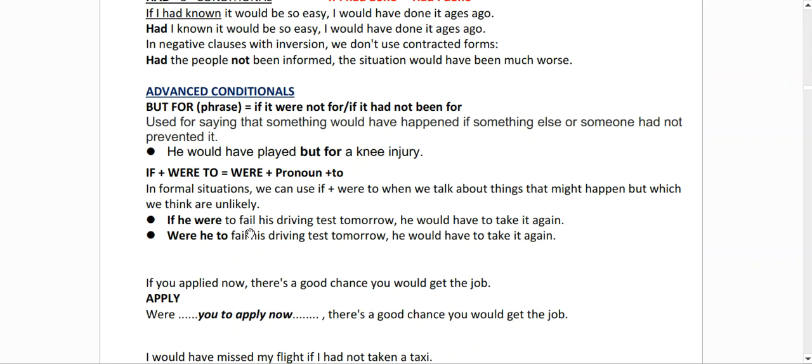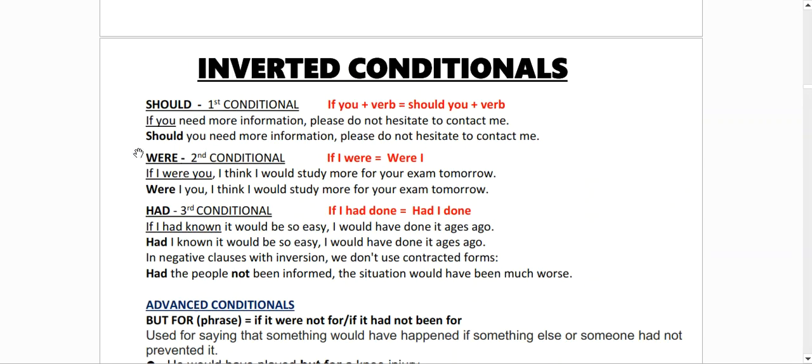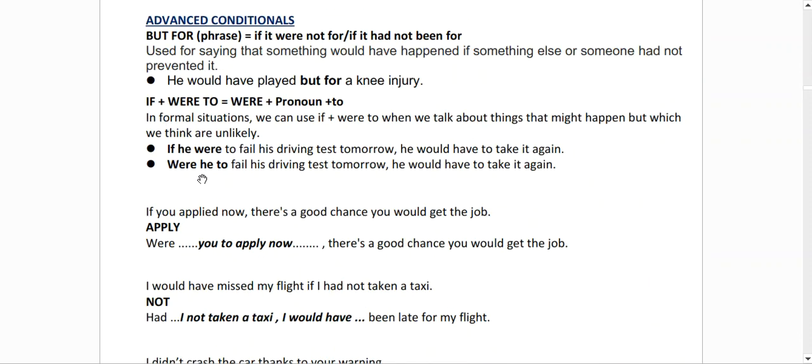The next structure is if plus were to equals were plus pronoun plus to. In formal situations, we can use if plus were to when we talk about things that might happen but which we think are unlikely. If he were to fail his driving test tomorrow, he would have to take it again. Turns into: were he to fail. That's the inversion. Were he to fail his driving test tomorrow, he would have to take it again. It's very similar to this one here. This one is the normal were, and this one the were to.